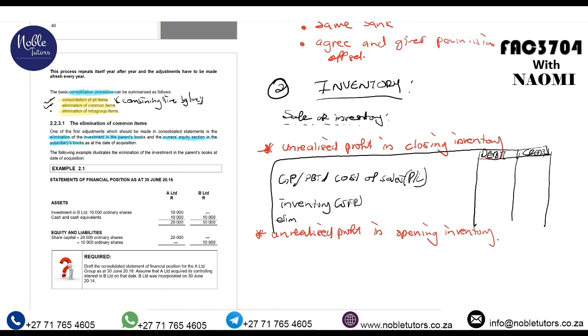I think I'll have to remove this for the sake of space. I'll come back to this one later. I'll need my space because I also want to show you the taxation effect of this. So it's going to be elimination of unrealized profit in closing inventory, at year end.